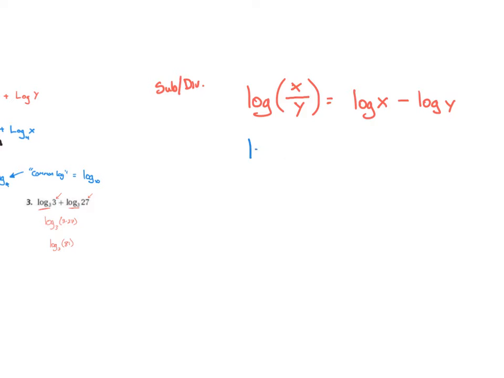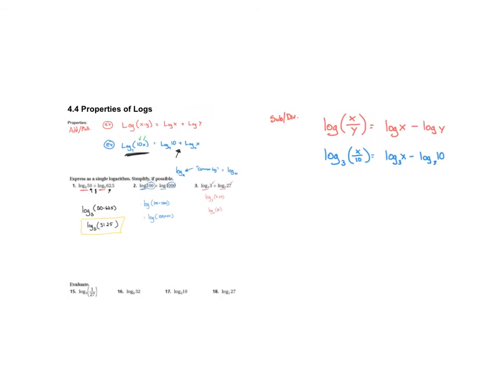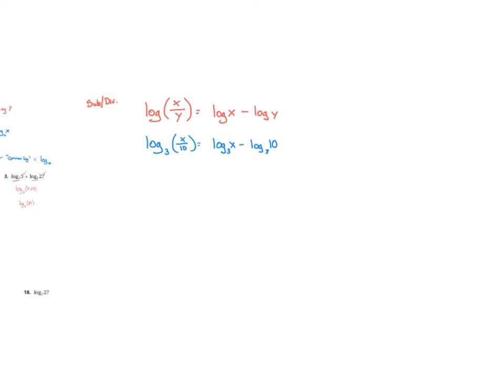Okay, so let me give you another one. Log base whatever, log base 3. Let's say that it was x over 10. Now that's going to be equal to, you ready? Log base 3 x minus log base 3 10. Okay, let's go ahead and put another property. Okay, you got these properties, addition, multiplication. You got the subtraction, division.